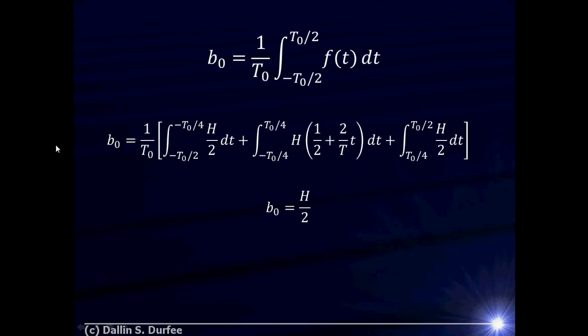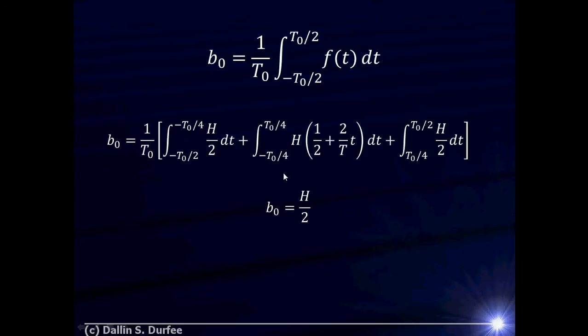All right, so first let's do b naught. Remember, b naught is just the average of the function. It's just 1 over t naught times the integral of that function. I'm going to break this up into 3 pieces. So I have 1 over t naught, and then I'm going to integrate from negative t naught over 2 to negative t naught over 4. And for that region, my function is just h over 2.